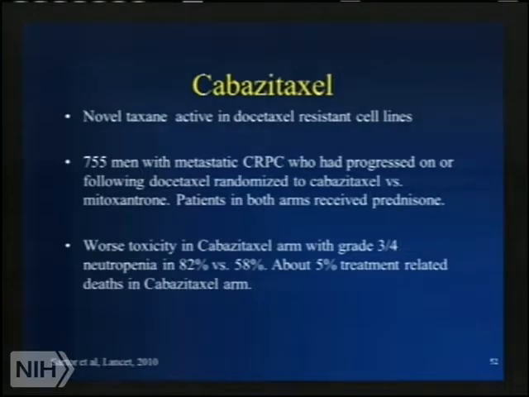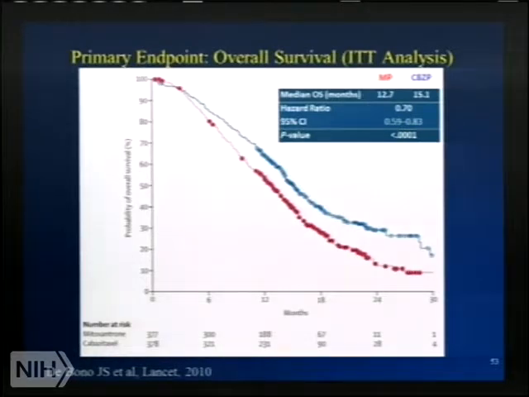And what they found was that there was more toxicity in the cabazitaxel arm compared with the mitoxantrone arm. And about 5% of the patients died actually because of the low blood counts and the infections they received because of that. But despite that, there was an improvement in overall survival. And you can see here about 30% improvement in the mortality compared with the mitoxantrone and prednisone. So based on this, the FDA approved this in 2012.